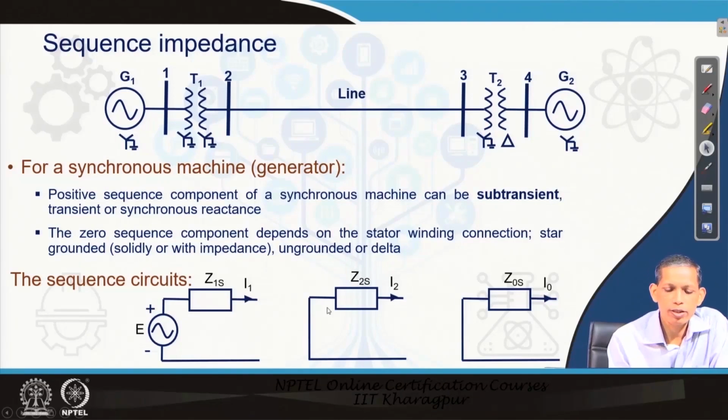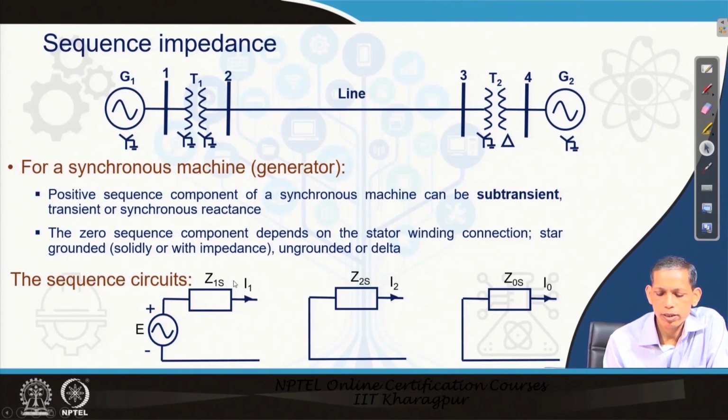The next element in the system we are considering is the source side, the synchronous machine. For the synchronous machine also we have 3 sequence components: positive sequence, negative sequence and 0 sequence. Being the source, we model it as a voltage source. Therefore, in the positive sequence component we have the corresponding voltage and an associated impedance. This gives us the positive sequence perspective.